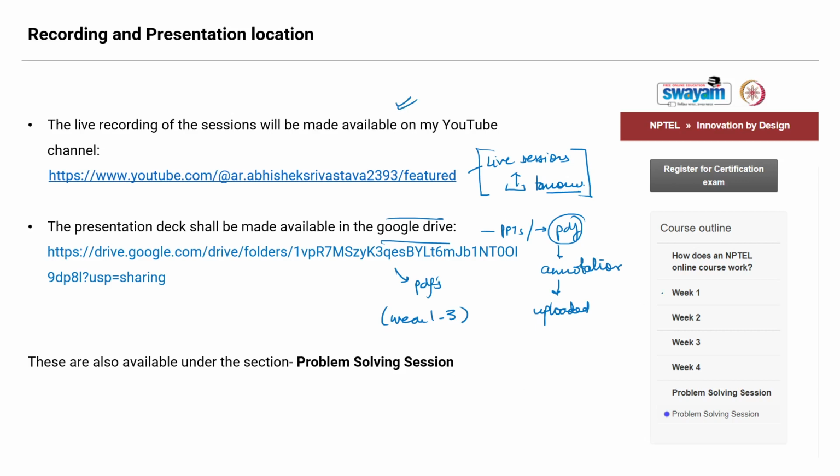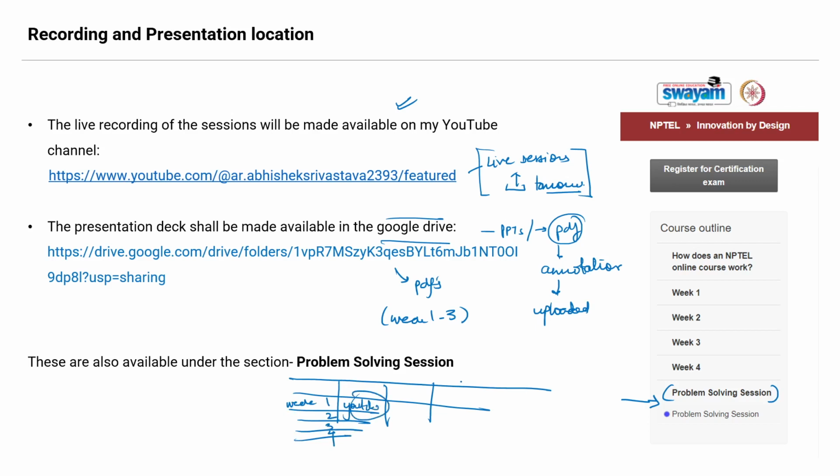Now, how do you access them? Remember the left pane, the left widget. At the bottom, you will see problem solving session. When you click here, it will lead you to an Excel sheet which will have rows depicting the week wise entries, week 1, week 2, week 3, week 4, and you will have a YouTube link. All right. If you want, you can explore these things right now while we are going through the basic agenda protocol slides. You've got a Google Drive link here. In the same link, you will get 3 PDFs, and probably by tomorrow you will get the 4 PDFs.